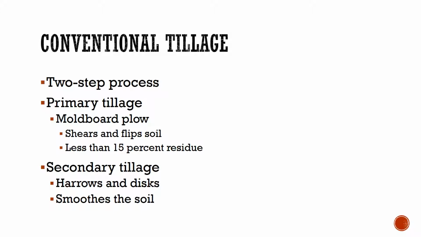So the secondary tillage has discs and harrows, and if you were to ask any farmer what causes the most trouble mechanical wise, they would probably say the discs and the harrows because it's just so complex in some cases. But the whole purpose of that secondary tillage is to smooth out the soil.